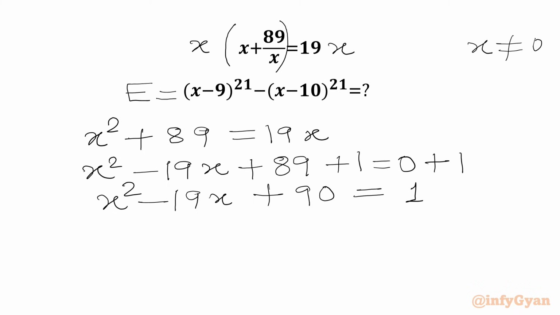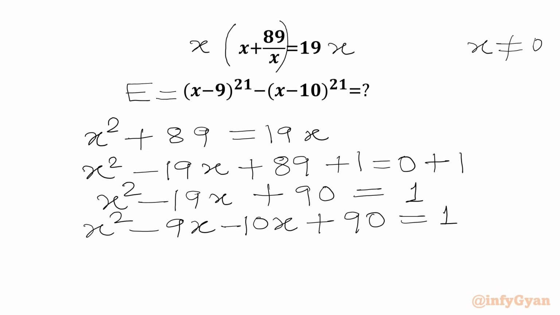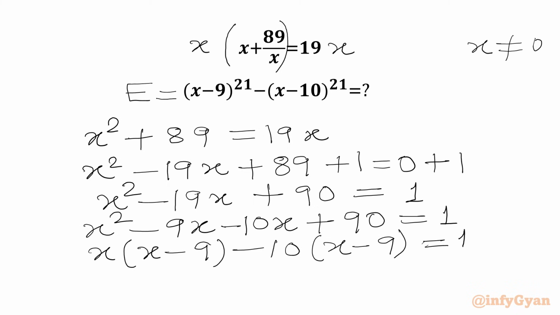Now we can factorize our LHS as we can split minus 19x as minus 9x minus 10x. Then we have plus 90. RHS is 1. Now from first two terms we can take x common. So x minus 9 will be in the bracket. From last two terms minus 10 is common. We will get x minus 9 in the bracket equal to 1. Now x minus 9 is common. So we will get factorization x minus 9 times x minus 10 equal to 1.